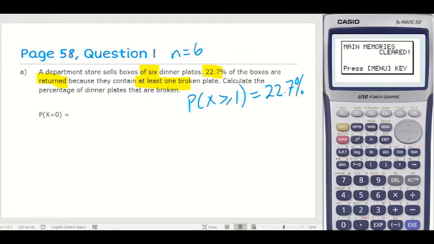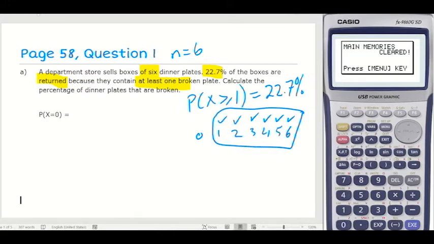If I'm thinking in terms of my number line, 0, 1, 2, 3, 4, etc., how many broken plates could be returned? In fact, it could only go up to 6. Then greater than or equal to 1 means 1 or any of the other numbers above it. So it's saying that probability is 22.7%.